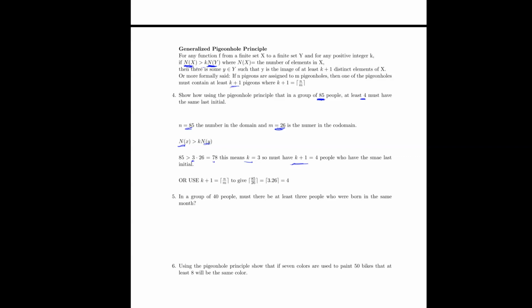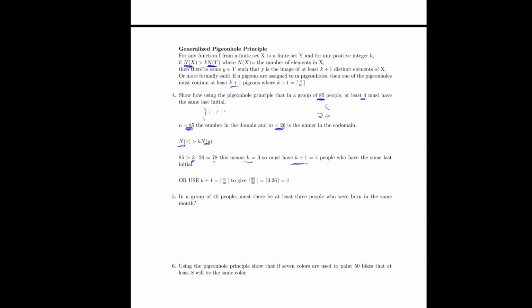Again, you could think about it this way: for the 85 people, place 1 in each of the 26 letters, right? And then start wrapping around with 2 in each of the 26, then 3 in each of the 26, and then I'm going to have a few more that are going to have 4 in that same letter.